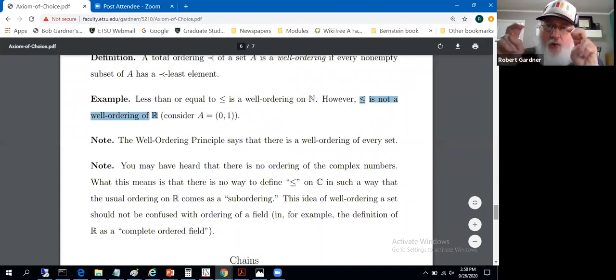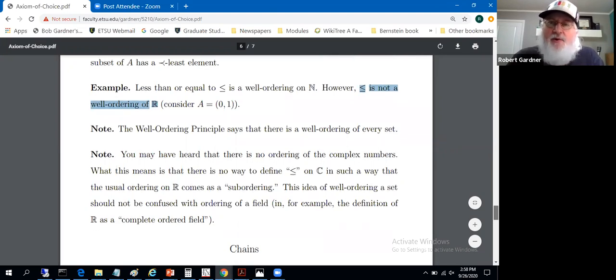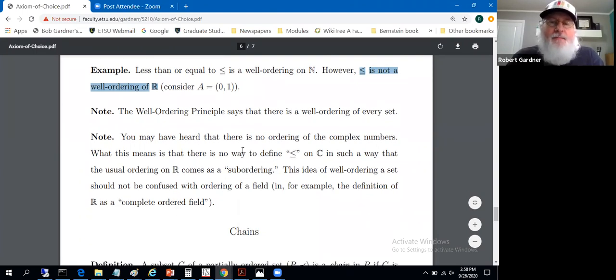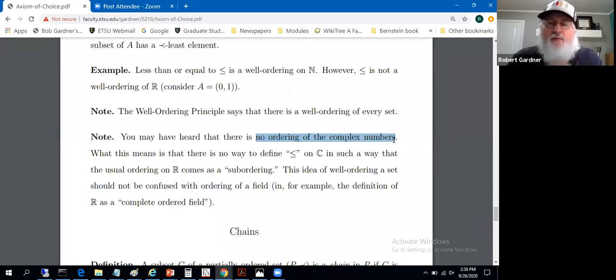The term well ordering is being used somewhat differently from the idea of a less than or equal to type ordering of field elements. Maybe you've heard there's no ordering of the complex numbers. Maybe you should put that in quotes as well. Well, every set can be well ordered, but the term ordering in that statement is being used differently. What this means is there's no way to define a less than or equal to on the complex numbers in such a way that the usual ordering on R comes out as a subordering. So the term ordering simply means something different there.